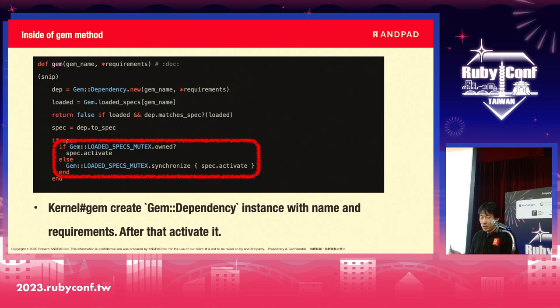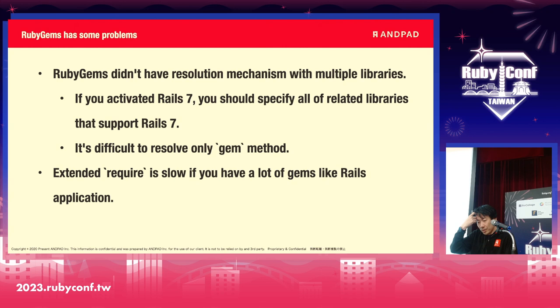So we have learned about the extended require and gem method offered by RubyGems. However, we still face some problems. The gem method is only suitable for managing a single or a few gems. If you hope to develop an application with many libraries, such as Rails or Hanami or large frameworks, the gem method is not useful since they break with multiple requirements. If you require the use of Rails 7, you must also manually specify the correct version for all of the gems that support Rails 7. Additionally, if you specify versions with the gem method manually yourself, the extended require will still search all of the gemspecs and slow down your application.